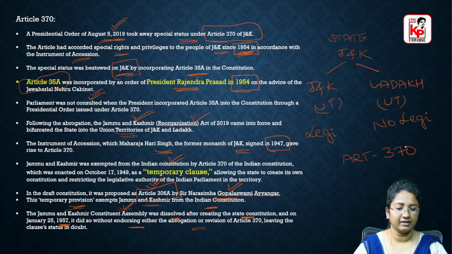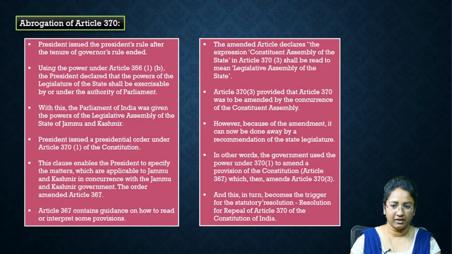So there was Article 370, and there was a Constituent Assembly for Jammu and Kashmir state. So when this Constituent Assembly was dissolved, it did not take any decision on the future of this Article 370. So it should have told whether we have to revise this Article 370 or we have to dilute Article 370. So coming to the abrogation of Article 370, this Article 370 was diluted.